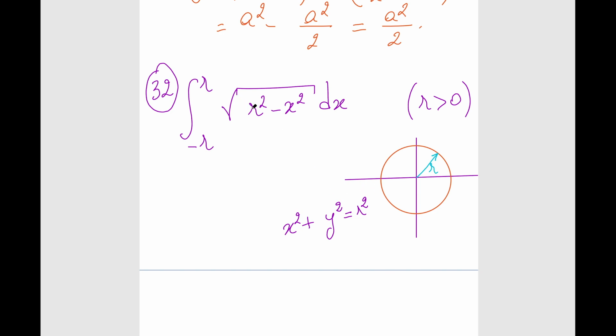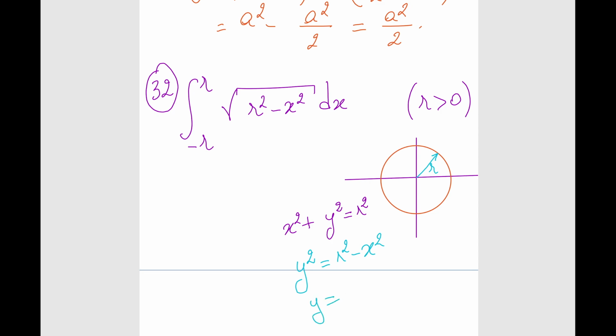Okay, but this is not what we have. What we have is, if you solve for y in this equation, we get y squared equals r squared minus x squared. So we're getting closer and closer to this, right?